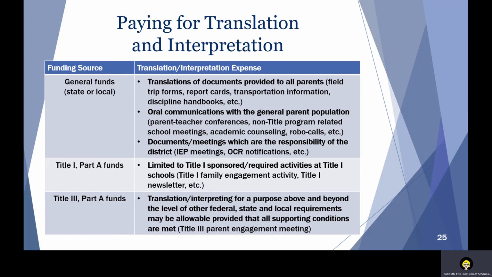Title I Part A funds. These are limited to Title I Part A sponsored or required activities at Title I schools. This might be a Title I family engagement activity, a Title I newsletter, etc. And Title III Part A funds could be used for translation and interpreting for a purpose above and beyond the level of other federal, state, and local requirements. This may be allowable provided that all supporting conditions are met. An example of this would be a Title III parent engagement activity.